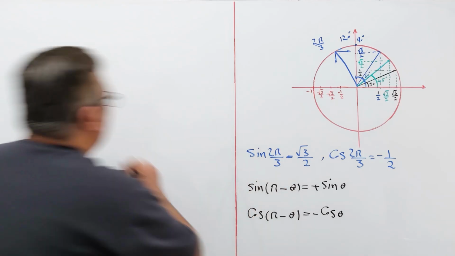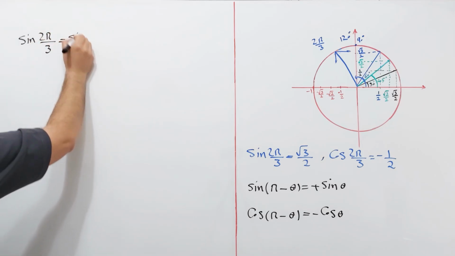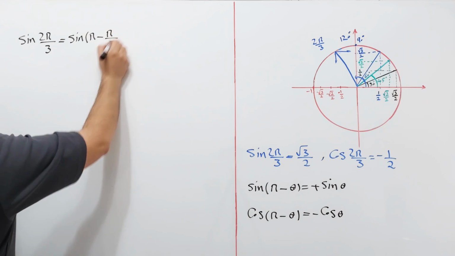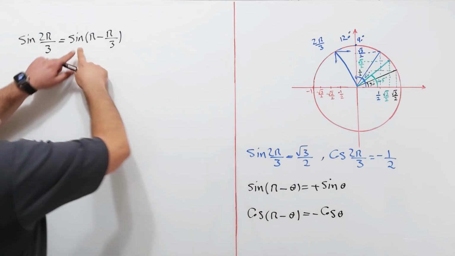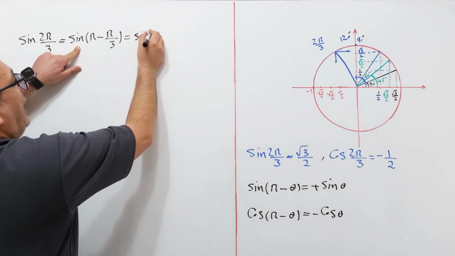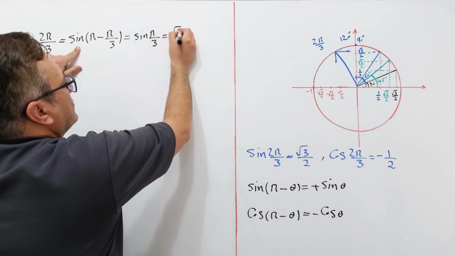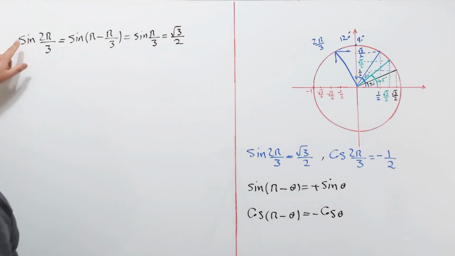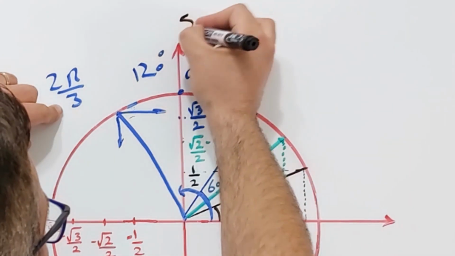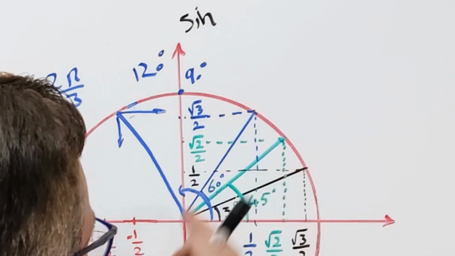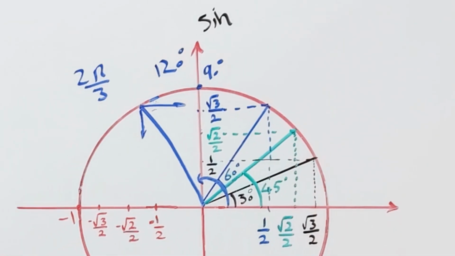sine of 2 pi over 3 is equal to sine of pi minus pi over 3. Okay? And according to this formula, it is equal to sine of pi over 3. Sine of pi over 3 is equal to the square root of 3 over 2. So, sine of 2 pi over 3, look at the sine axis. And sine of pi over 3 is equal to the square root of 3 over 2.